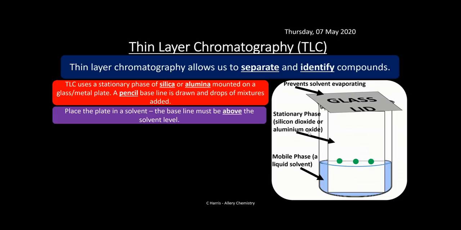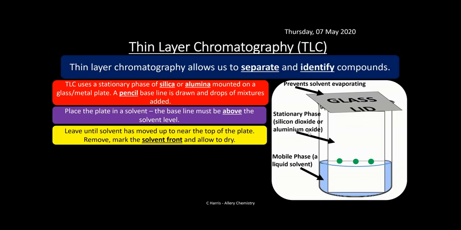That's very, very important. If it's not, then it won't work. And we leave it until the solvent has moved up near the top of the plate, and we remove it and mark the solvent front and allow it to dry. As soon as that's done, you'll see a solvent line appear at the top, depending on where the solvent has risen up to. We remove it and draw that line on there, so we know where that line is.